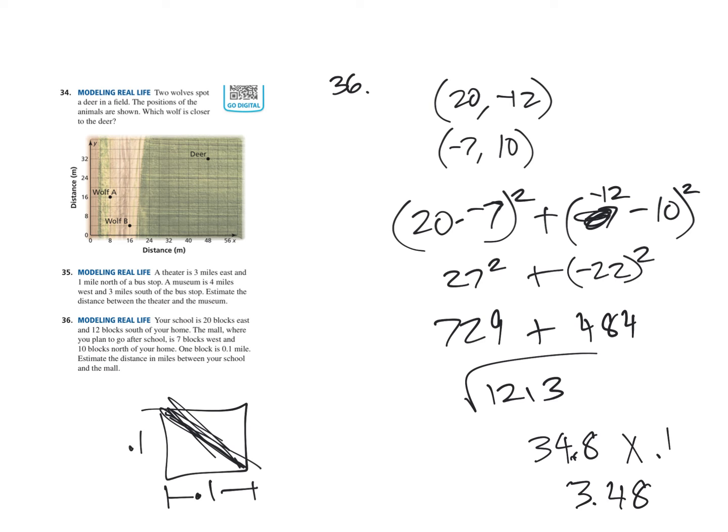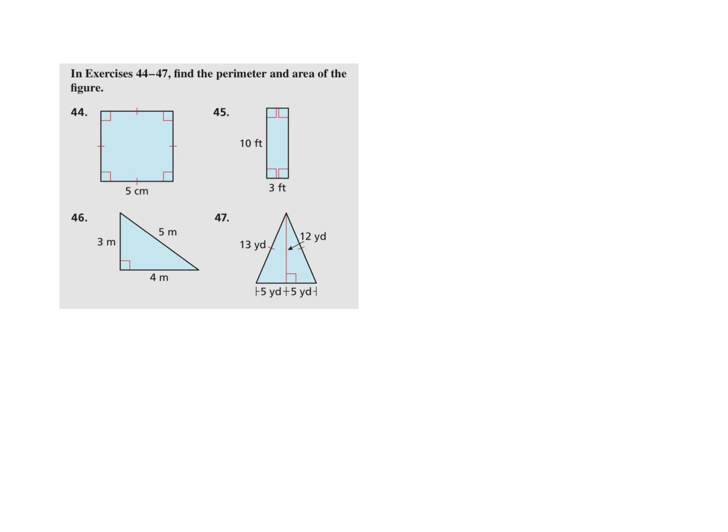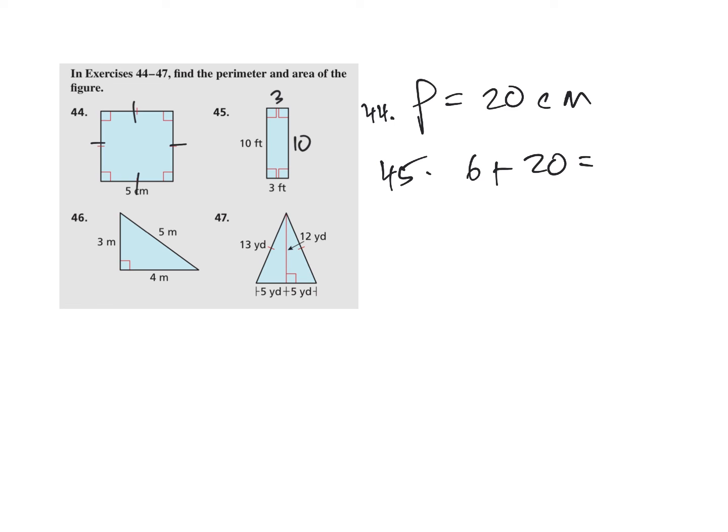All right, let's go on to the next one, 37. Or 44. We're going to skip to 44. Find the perimeter. Perimeter is you add all the sides together. So 5, 10, 15, 20. 20 centimeters. That's number 44. 45. You have 3 and 3 and 10 and 10. So 3 and 3 is 6. 10 and 10 is 20. So that would be 26 feet in perimeter.